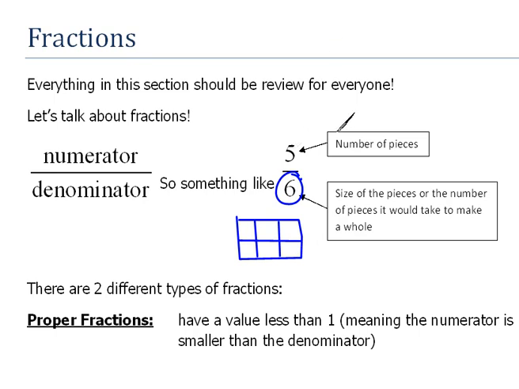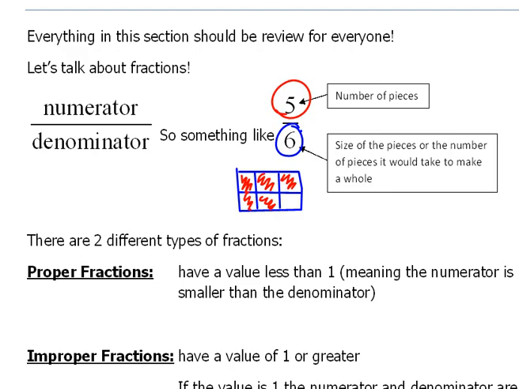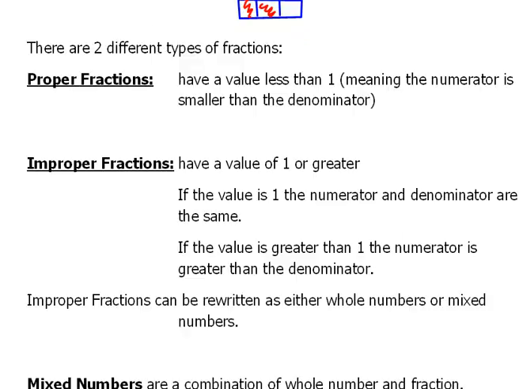Now the top number tells us how many pieces we're talking about. So to represent 5/6, that would be 5 out of the 6 boxes here. This would be a visual representation of the fraction 5/6. Okay, now there are two different types of fractions. Anytime you hear the word fraction, that is exactly what it says, a numerator and a denominator.